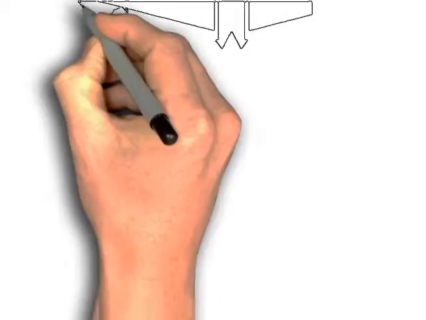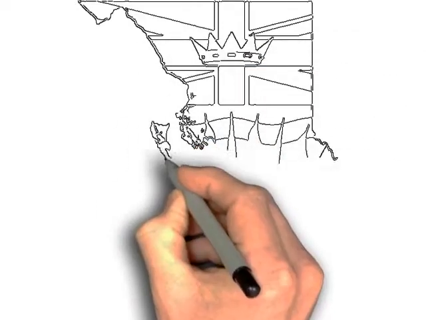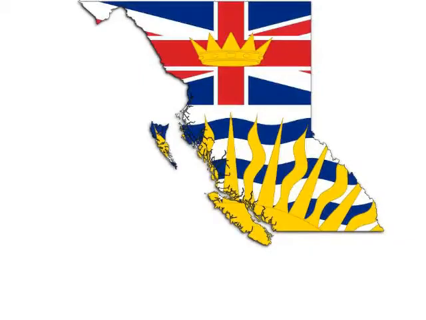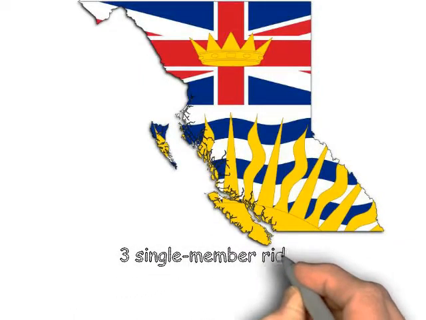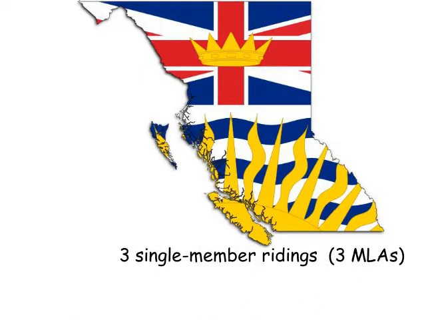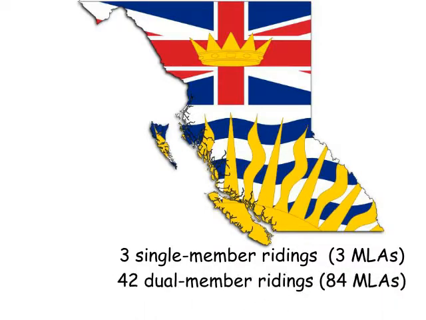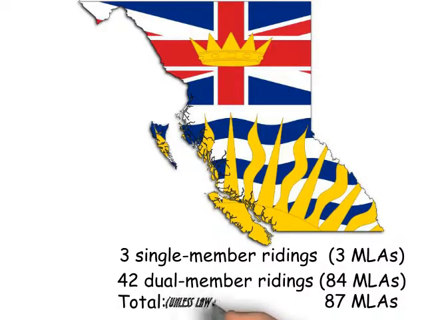Let's look a little more closely at how a dual-member proportional system could be designed to be used in British Columbia. Most likely, the 3 northernmost ridings would remain single-member, while the remaining 84 would be replaced with dual-member ridings. Dual-member proportional system will not increase the size of the legislature. It would remain the same at 87 MLAs, unless the lawmakers themselves decide otherwise.